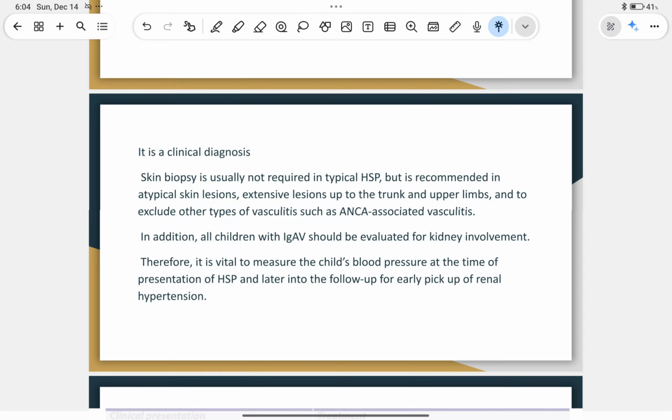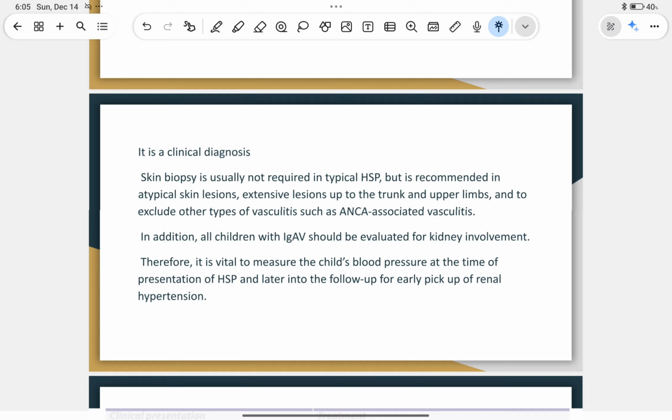You can see clearly how the patient comes to you. The patient comes with severe joint pains, unable to walk, and with severe abdominal pain. Seeing the patient, you can see palpable purpura. You will obviously diagnose it as HSP. So it is a 100% clinical diagnosis.